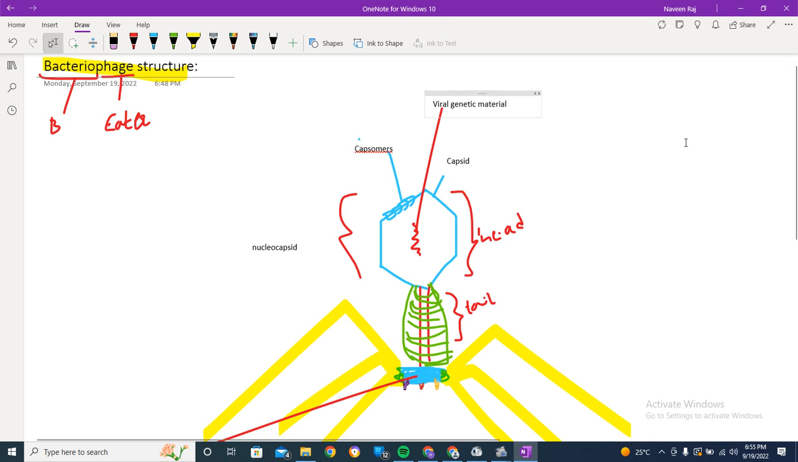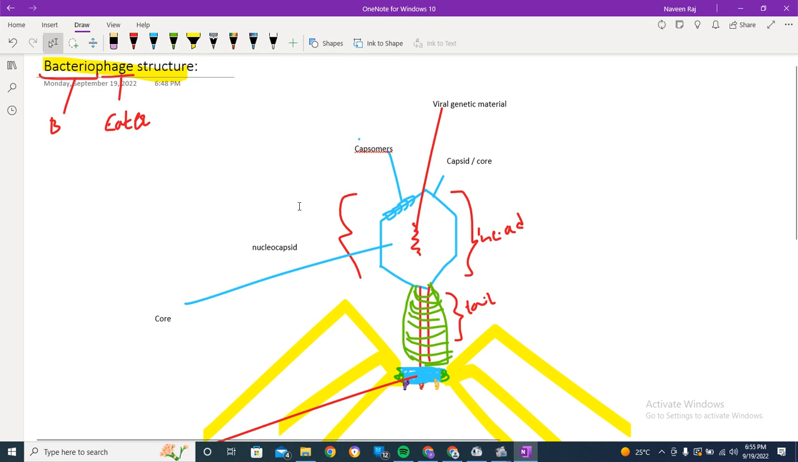So we've got the viral genetic material here, and this is the capsid, and this is also called the core. Let me mention this slash core, because this is the outer part, and this region is called the inner core as well. So this is relatable, as we are looking into the inner portion, that is the core.